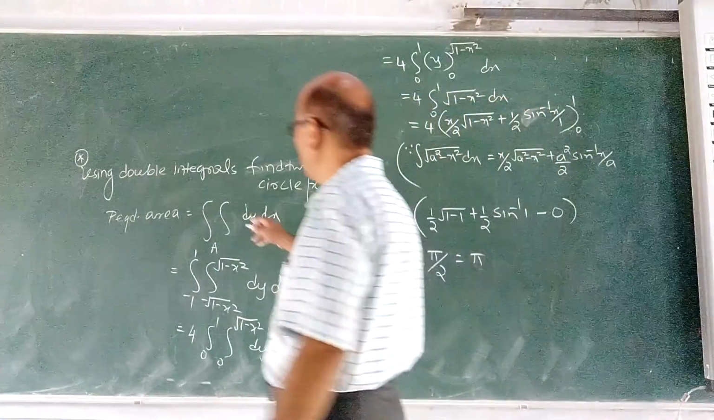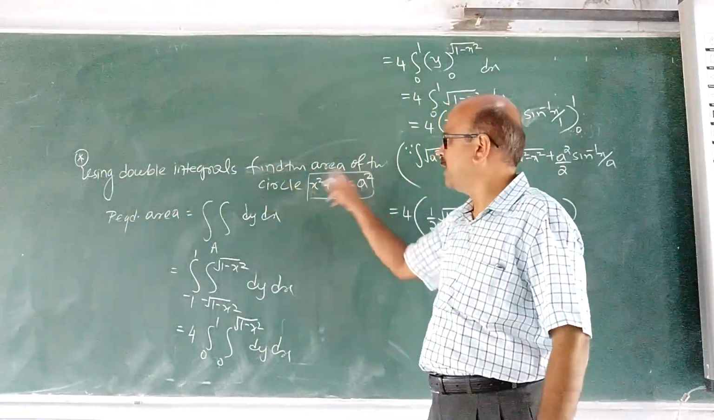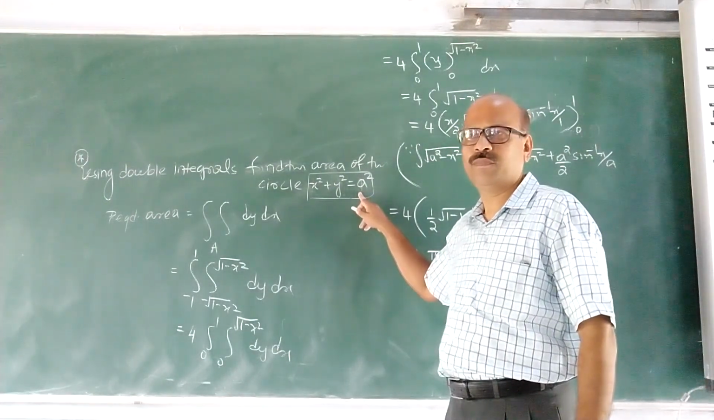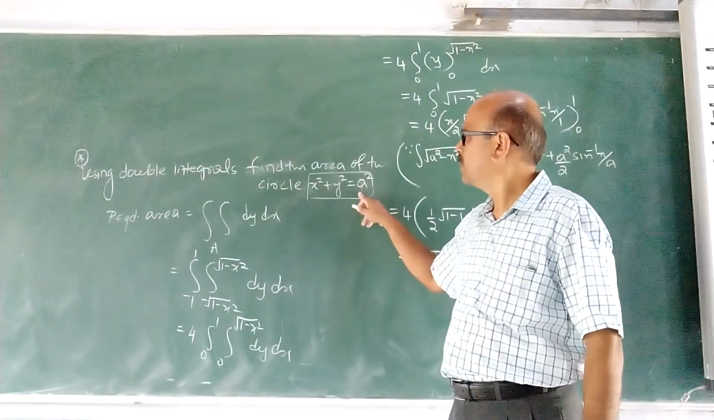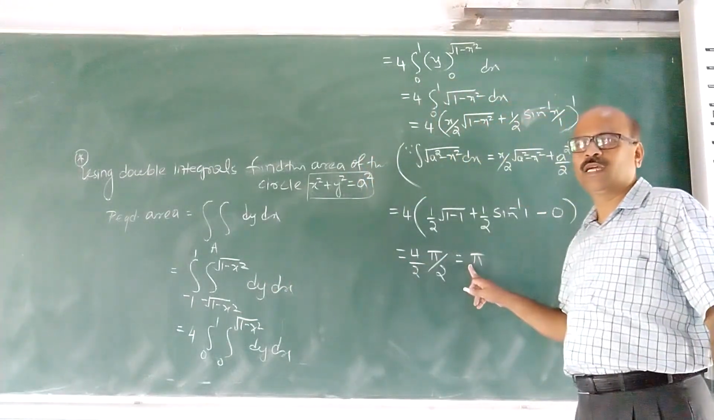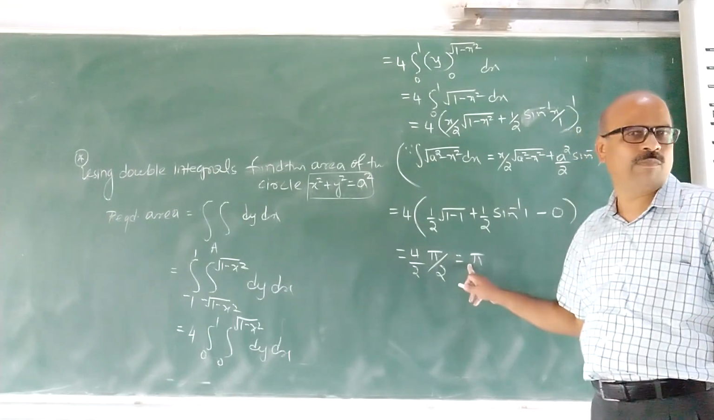Correct? Now make this another problem. Using the double integrals, find the area of the circle x square plus y square is a square. Ranjit, any doubts here? I have taken radius as 1, so the answer I have obtained is pi only.